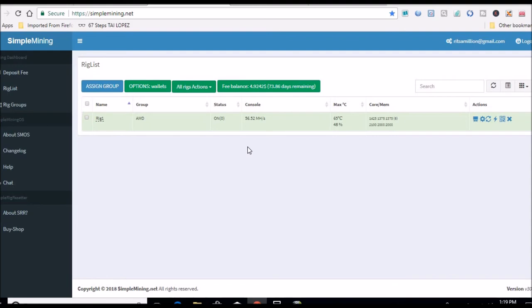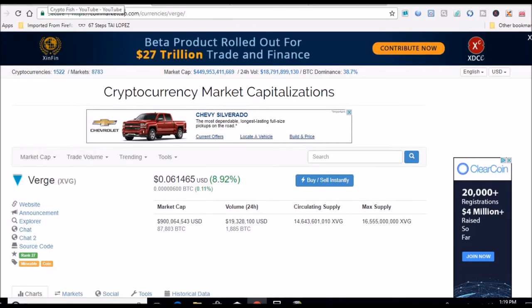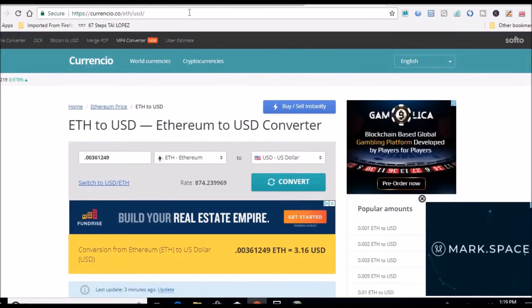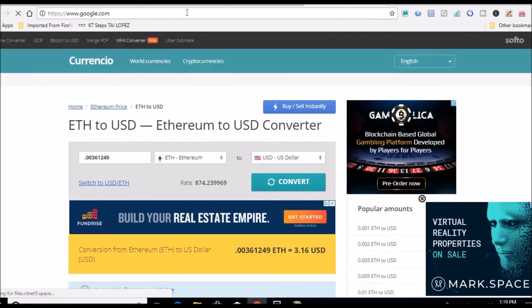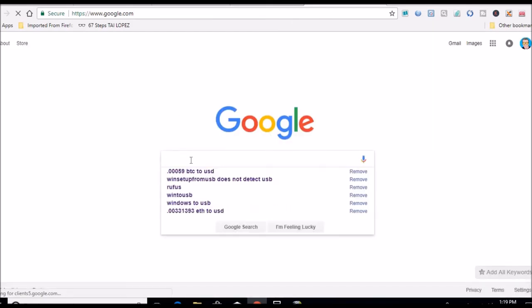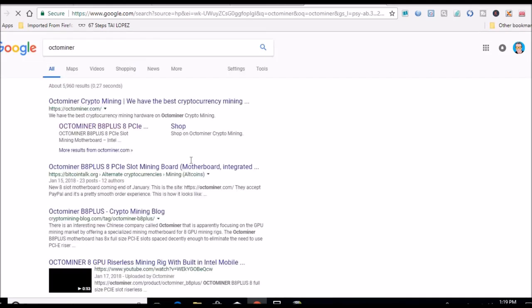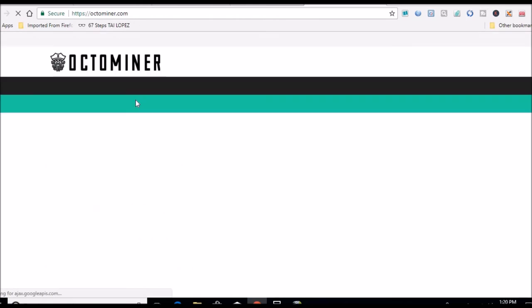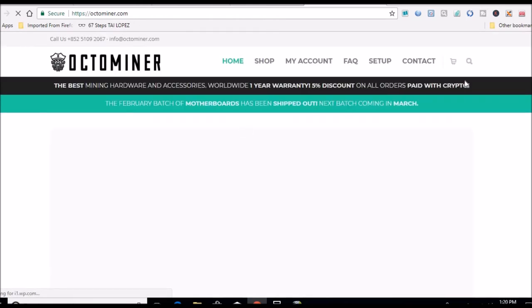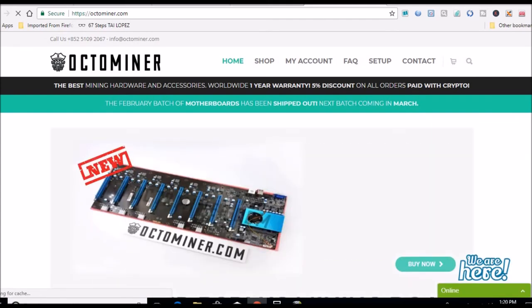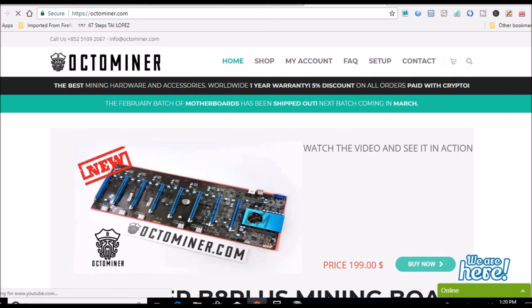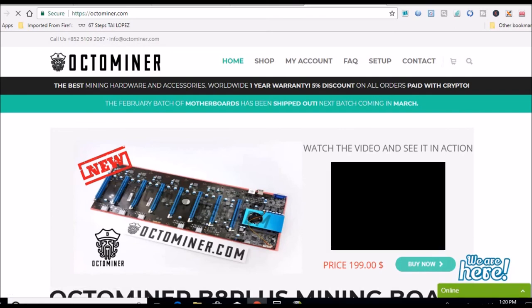I think going forward in the future, I'm going to actually get that OctoMiner. I don't know if you guys have heard about that or not. Let me see if I can Google it real quick. You can put 8 cards right on the board, it's made for mining. Let me see, OctoMiner. So there it is. Click on it. I don't know if it'll boot up here real quick. There it is. So that's an 8 GPU board made specifically for mining, $199.